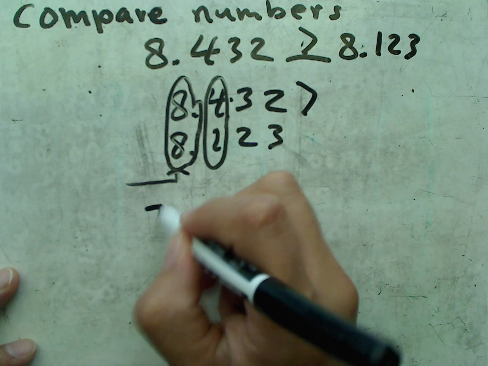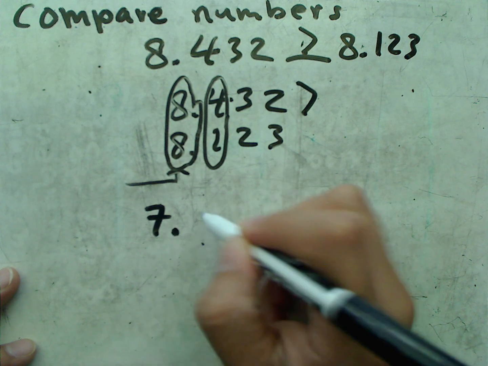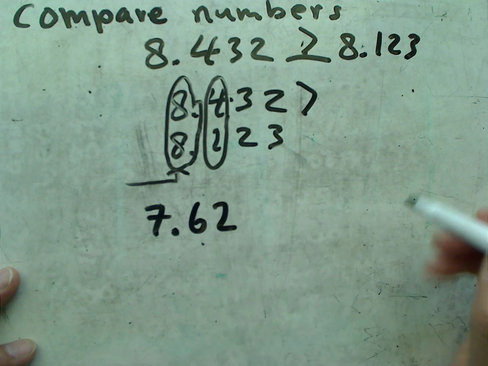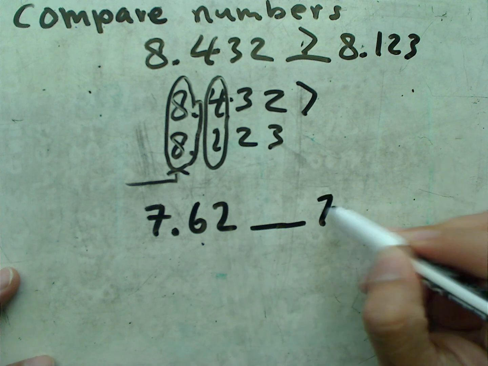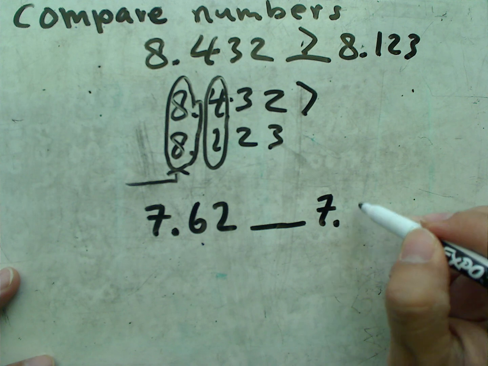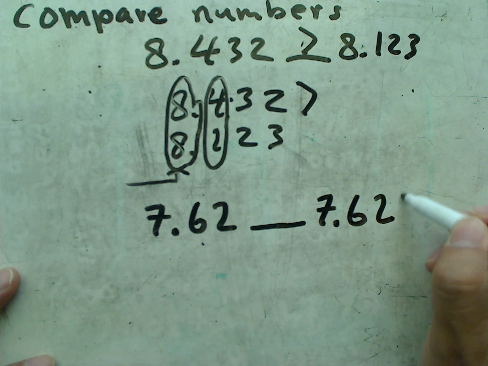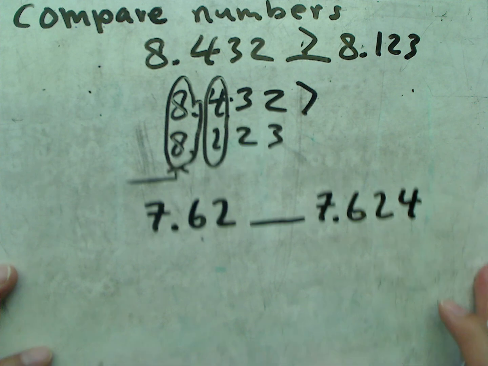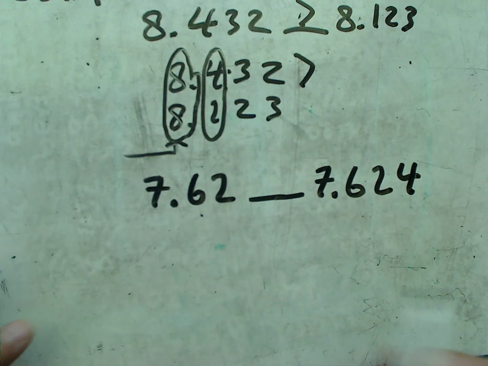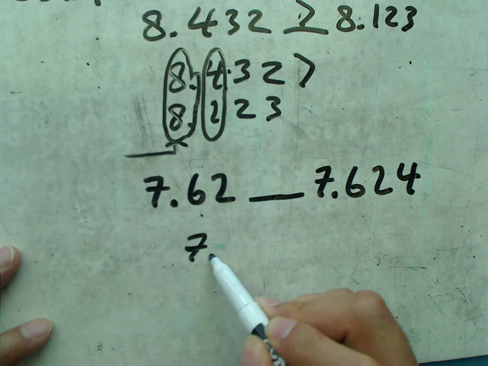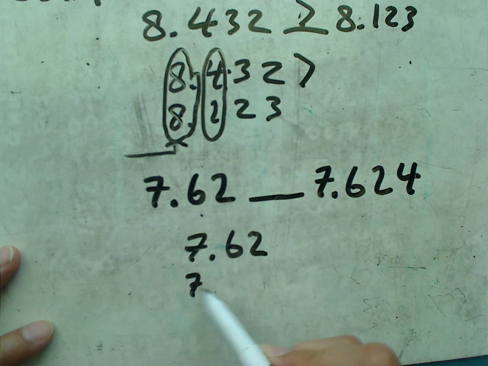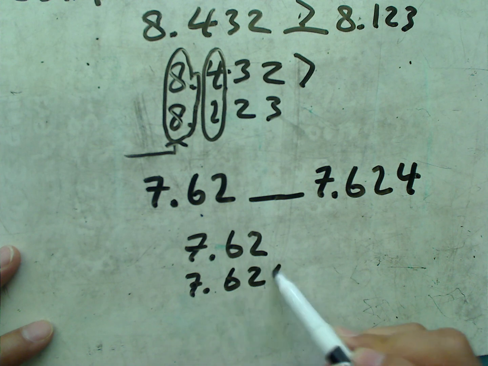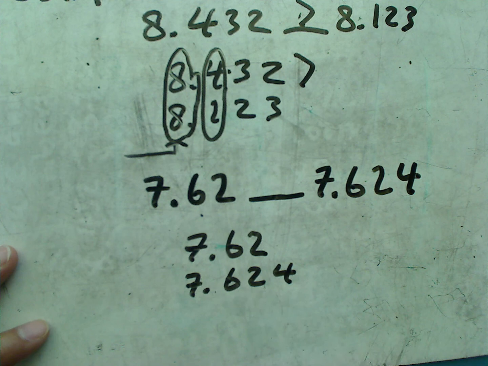So here I would do 7 and 62 hundredths, and here I can do 7 and 624 thousandths. So again, I'm going to go ahead and line up my numbers on top of each other. So here's 7 and 62 hundredths. I'm going to write 7 and 624 thousandths under that. So that's my first step. I'm going to go and do my second step here.